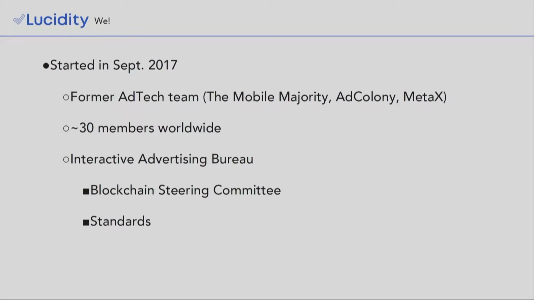All right, so we started in September 2017. Lots of former ad tech specialists like Miguel and myself, who worked together in a previous company, as did probably a third of the company. We have today around 30 members worldwide, and we're working closely with the IAB, the body that governs lots of the standards around the digital advertising industry. We're part of the blockchain steering committee, and we're working closely with them on standards and protocols.